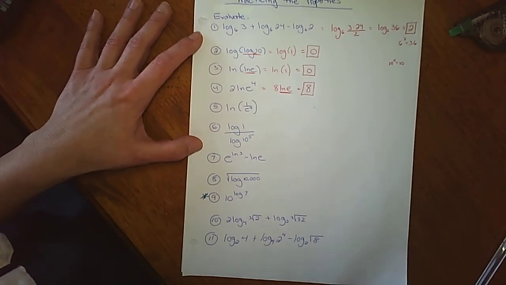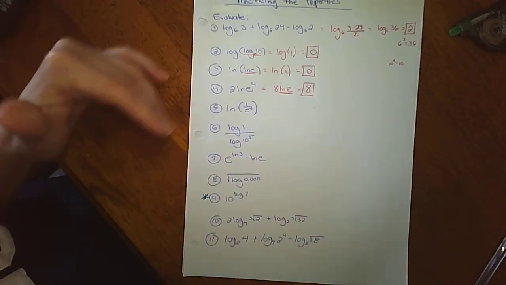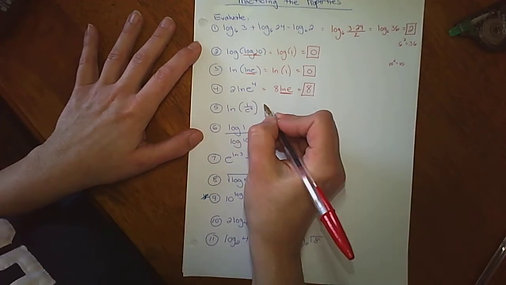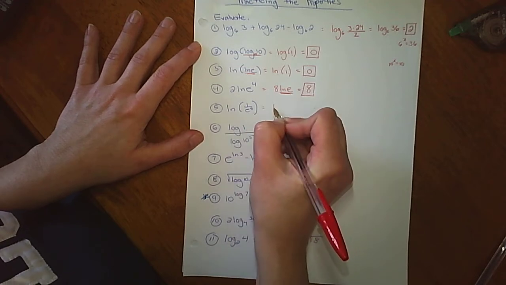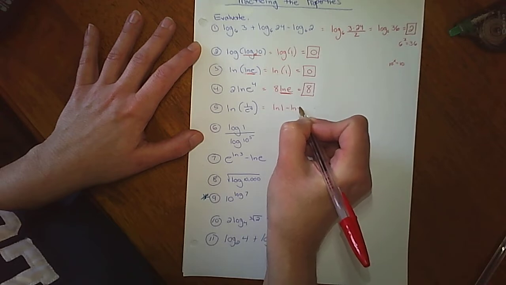All right, next one. Division question. Now there are literally 2 different ways of doing this. I'm going to do it both ways so you can see it. The first way is to go, okay, this is division. The natural log of 1 minus the natural log of e to the 5th.